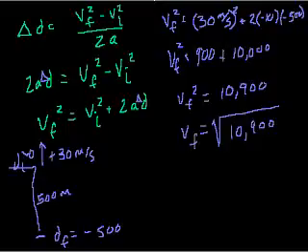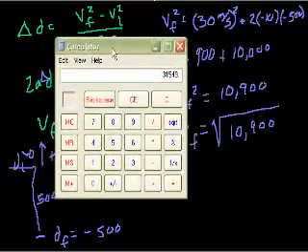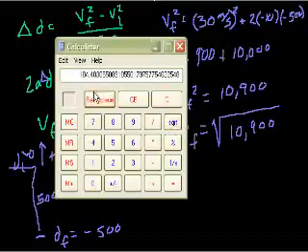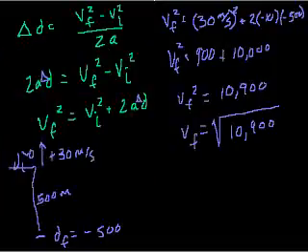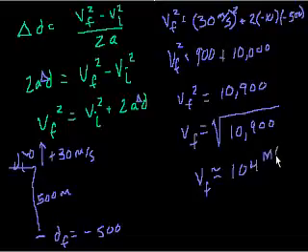Well, let me bring over my trusty Windows provided default calculator. Let's see, what is it? The square root of 10,900 is about 104 meters per second. 104 meters per second. So my final velocity is approximately 104 meters per second.